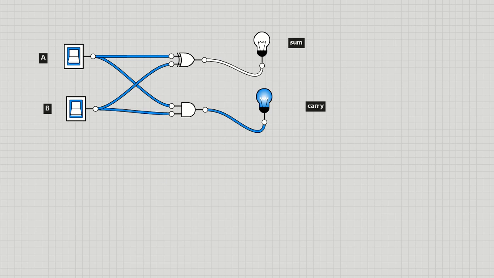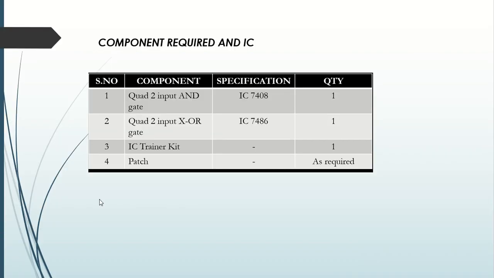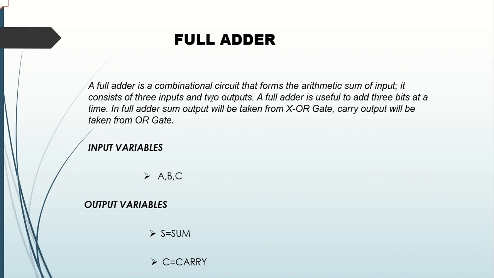Now let's see full adder. Full adder is the combinational circuit that forms the arithmetic sum of input. It consists of 3 inputs and 2 outputs. A full adder is useful to add 3 bits at a time. In the full adder, sum output will be taken from the XOR gate, carry output will be taken from the OR gate. Input variables are A, B, C, output variables S equal to sum, C equal to carry.